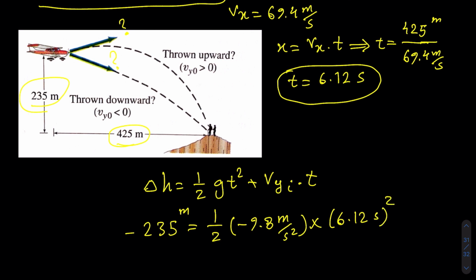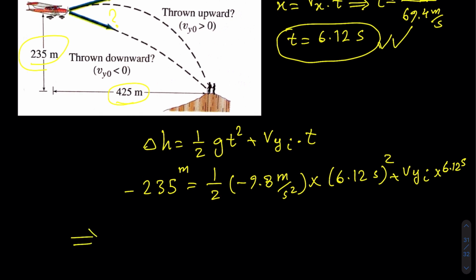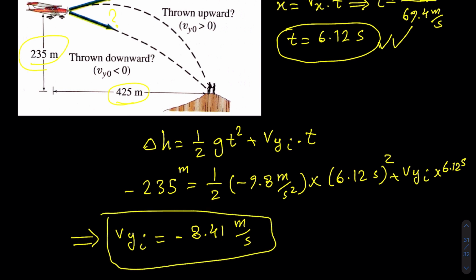Here we need a new time, new t. So we can't use the previous t because the distance changed, so the time also will change, and we have already found the t plus Vy initial times t, which is again 6.12 seconds. From this equation I can find that Vy initial is equal to negative 8.41 meters per second. And why negative?